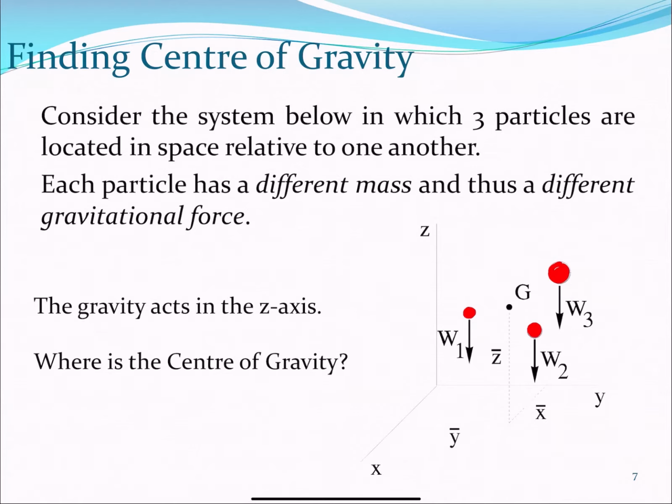So all of them are pulled towards the Earth with different forces, because of the mass. The weight, of course, is mass times gravity. So they have different masses, so they have different weights. This rigid body is made up of these 3 particles, and they, of course, don't move relative to each other. For example, we can see that particle 3 has a very large weight.